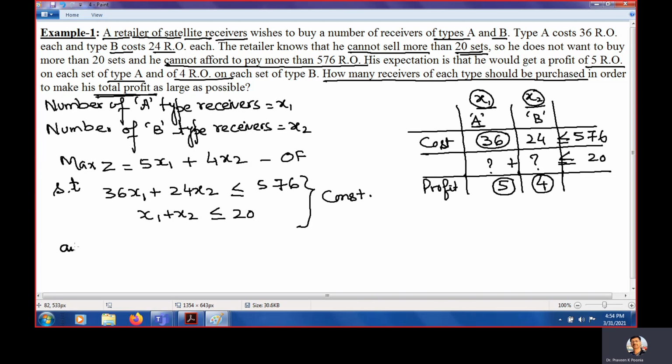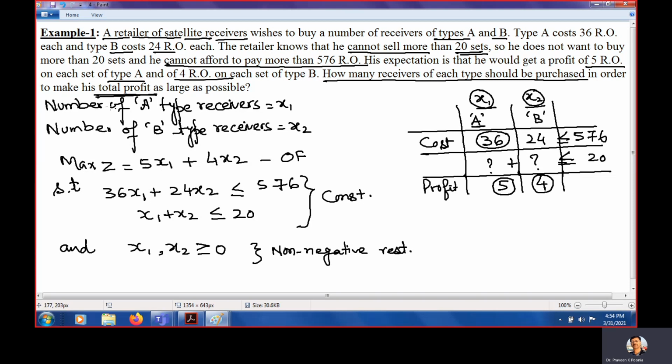And the last, either you will purchase or you will not purchase. That means X1 and X2 both will be greater than or equal to 0. These are non-negative restrictions. These are the three things of the question.